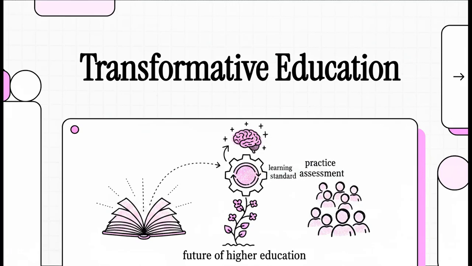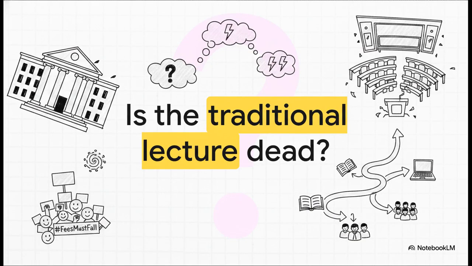Welcome to This Explainer. If you've ever felt like the university system is kind of stuck in the past, well, you're definitely not alone. Today, we're unpacking what I think is a pretty powerful blueprint for the future of higher ed. Specifically, we're digging into the Council on Higher Education's practice standard for transformative learning, teaching, and assessment. It's a fundamental rethinking of how knowledge is shared, how it's acquired, and ultimately how it actually prepares students for the real world. So, is the traditional university lecture dead?